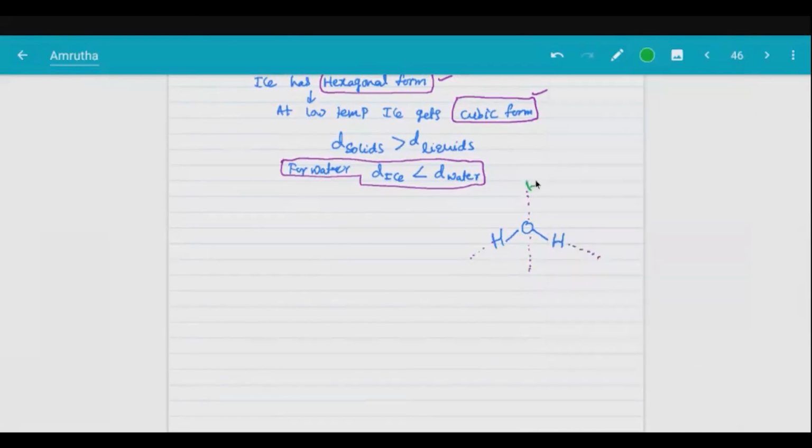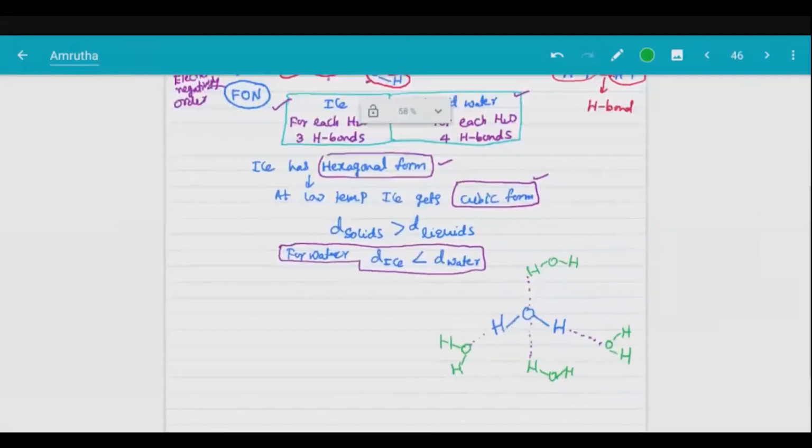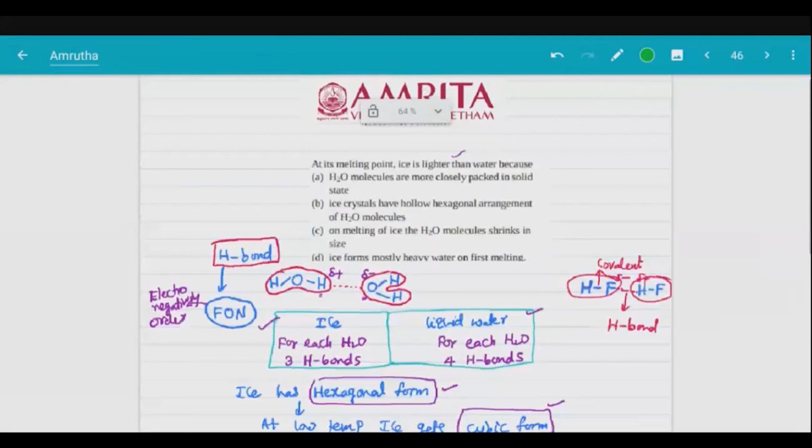You see this HOH, HOH, HOH. Every H is connected to oxygen. So make sure you should write oxygen here. Okay. So this way, so that tetrahedral arrangement. So there are 4 hydrogen bonds. Okay. Fine. So look at statements.